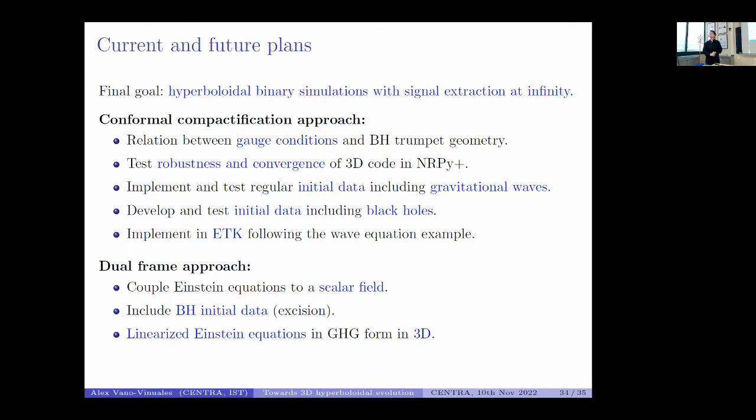When you work with the conformal compactification approach, since you don't get the physical metric in the end, don't you lose information?